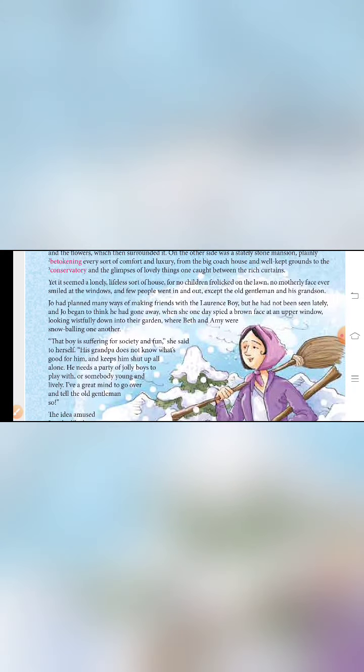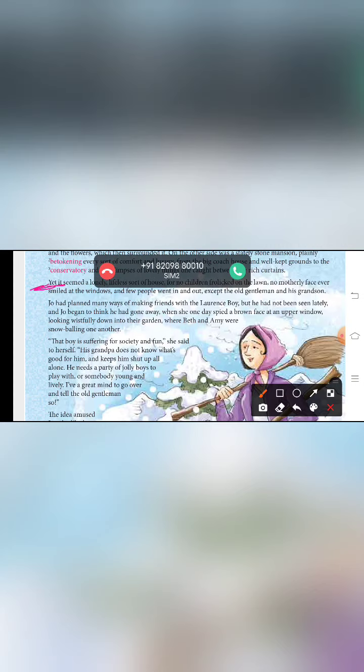Yet it seemed a lonely, lifeless sort of house. I'm here on page number 11. Yet it seemed a lonely, lifeless sort of house, for no children frolicked on the lawn. No motherly face ever smiled at the windows, and few people went in and out, except the old gentleman and his grandson.